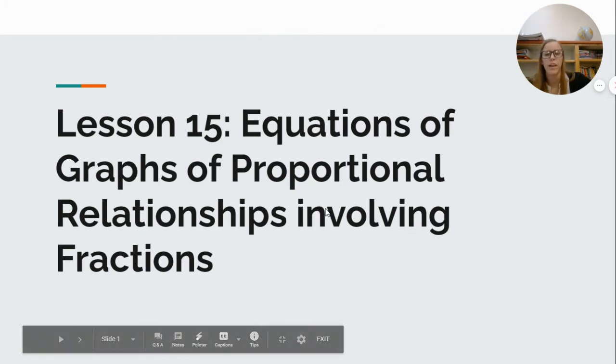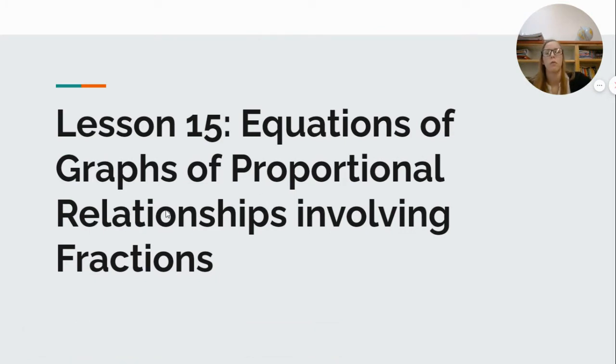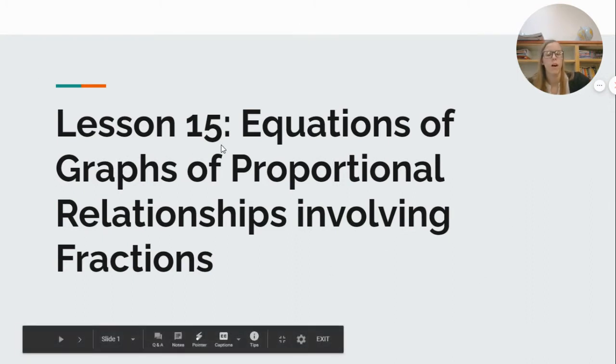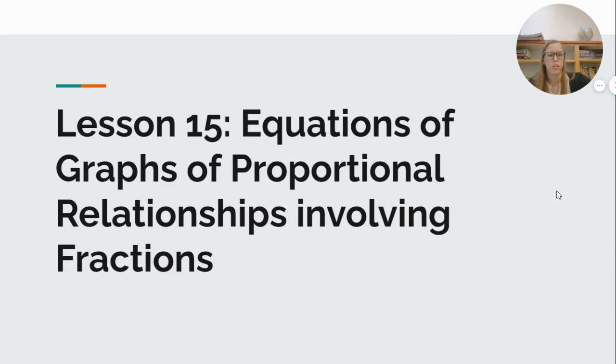So we're going to be looking at equations and graphs of proportional relationships involving fractions. So it's a lot of words, but you break it down. Basically, we're looking at equations from a graph with proportional relationships, and there's fractions.